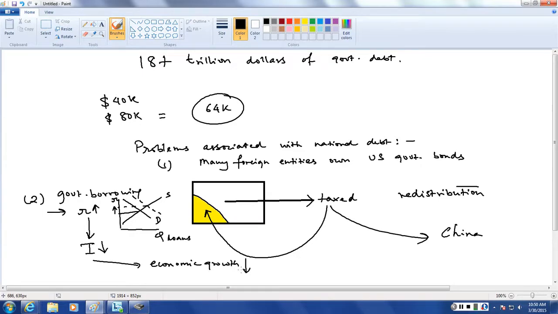So this is a second problem with a large national debt, because the processes that led to that large national debt, government borrowing, has this negative effect on economic growth in the economy. We will stop here today.